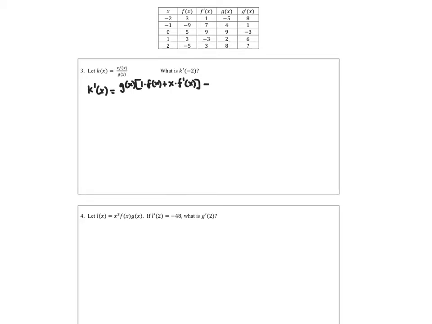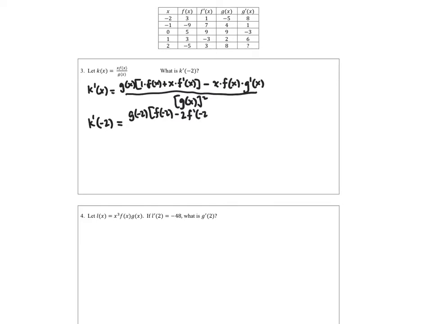Okay, now we have to subtract the numerator times the derivative of the denominator. Ooh, lots of stuff going on here. Over denominator squared. Oh, goodness. Okay, so k prime, and of course we had to throw a negative 2 in there just to make it nasty. That'll be g of negative 2 times the quantity f of negative 2 minus 2 f prime at negative 2.